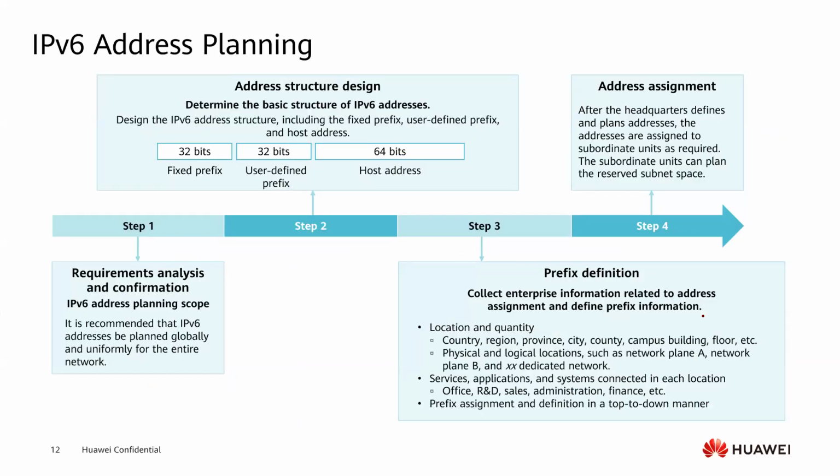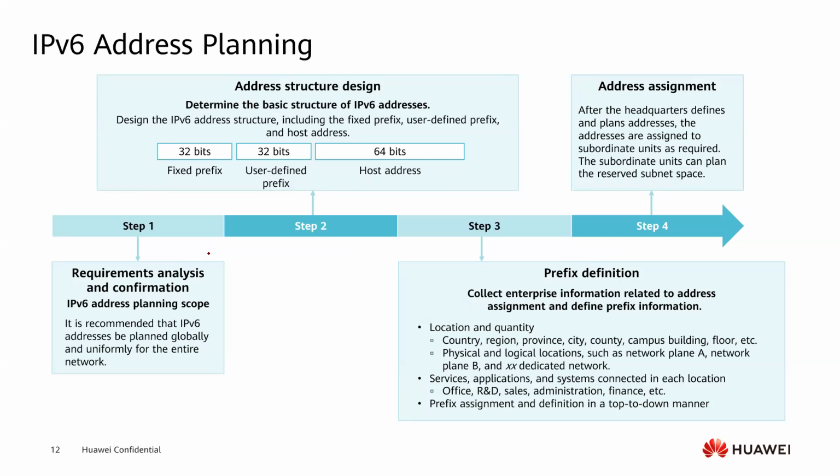And if you have already applied for the IPv6 address, then you need to deploy. You need to do the planning and the deployment of the IPv6 address, and this is the process for the planning. First, you need to analyze the requirement, such as how big your network is, how many applications you need to support, how many departments, how many sites, how many groups, and so on.